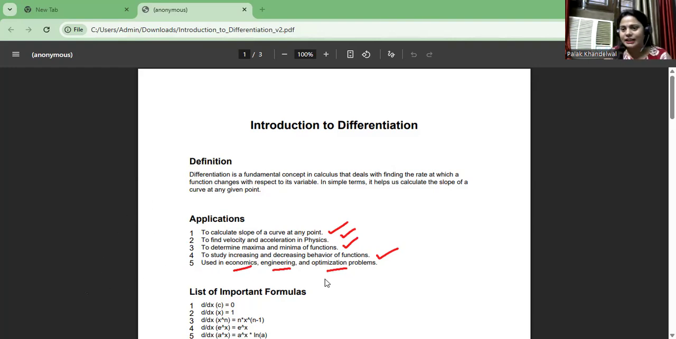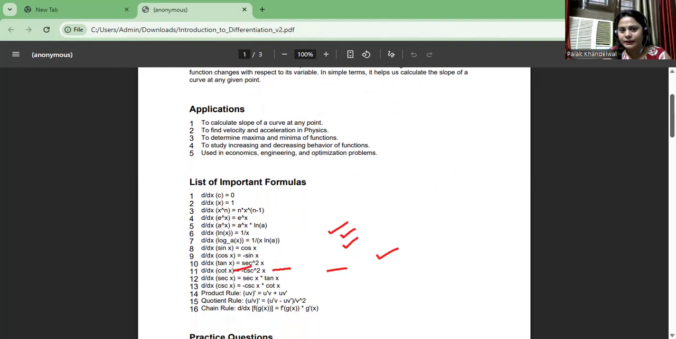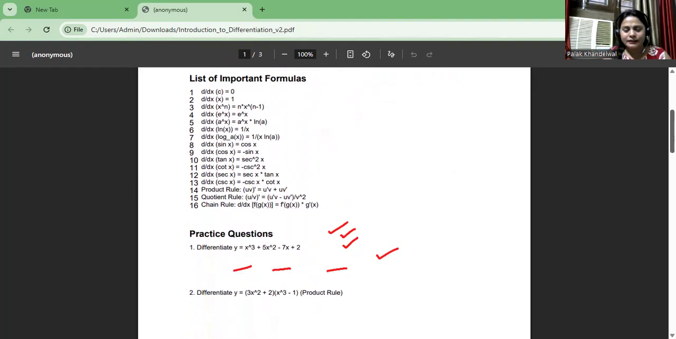First, let me just slide it a bit. Okay, that is okay. Wait, let me just remove this. I'm not able to use my pen.